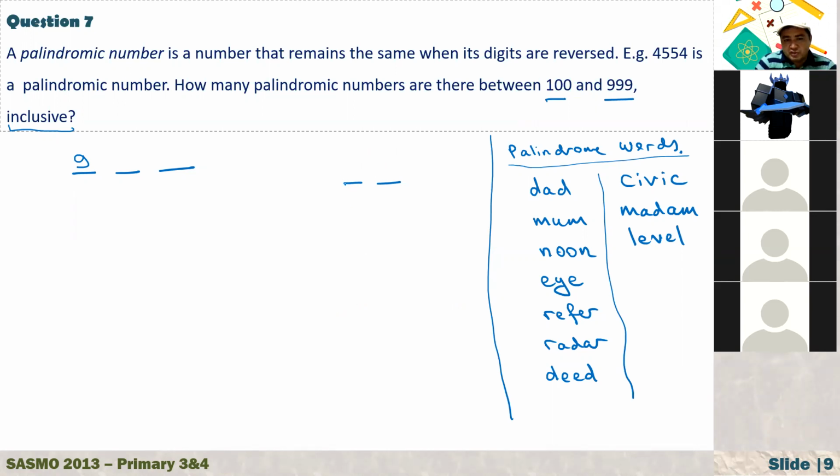To make a 2-digit number, here we have digits. The first digit cannot be 0. It should be 1 or 2 or 3 or 4. How many options do we have here? 9. And how about the second digit? It can be any digit, from 0 to 9. Here we have 10. So here we have 9 times 10. That means that we have 90 2-digit numbers.